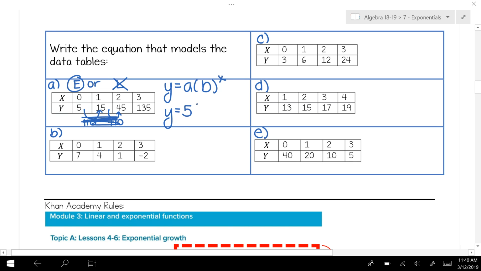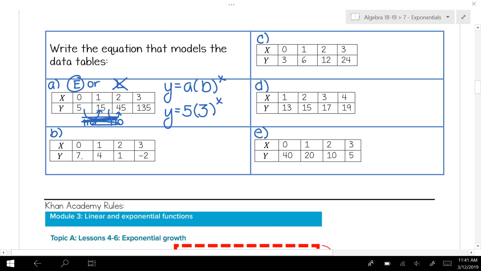Now, what am I doing to get from 5 to 15? I think I'm multiplying. 5 times 3 is 15. 15 times 3 is 45. 45 times 3, yep, that's 135. So there's my equation, and that's my multiplier.